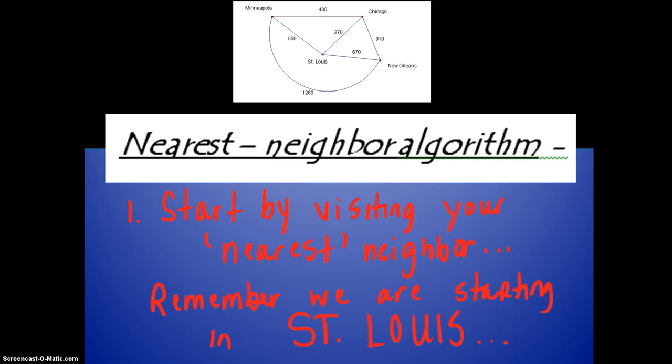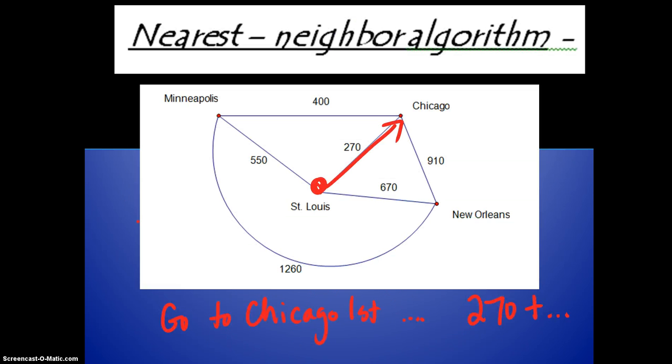So you start in St. Louis again, and you're going to go to the neighbor who is the closest. So Minneapolis is 550, St. Louis to New Orleans is 670, so we're going to choose to go to Chicago first.